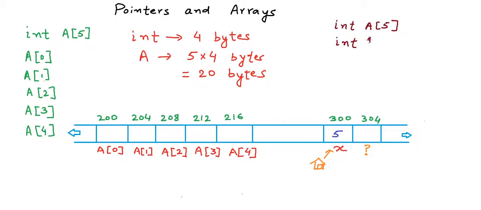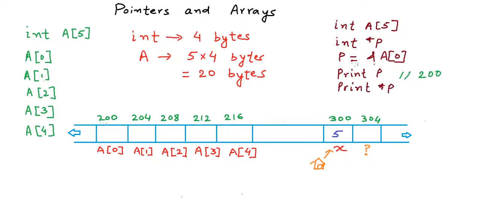If I declare a pointer to integer p and store the address of the first element by putting an ampersand operator in front of a0, then printing p would give us, in this scenario, the output 200, and printing asterisk p would give us... But before that, let's say we have these values in the array. Let's fill up some values in the array. So asterisk p would be 2.